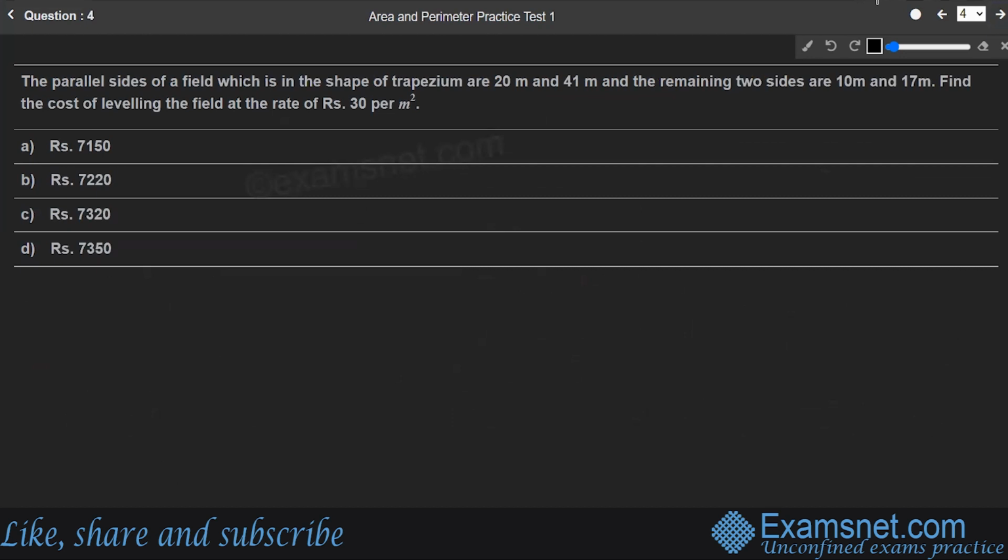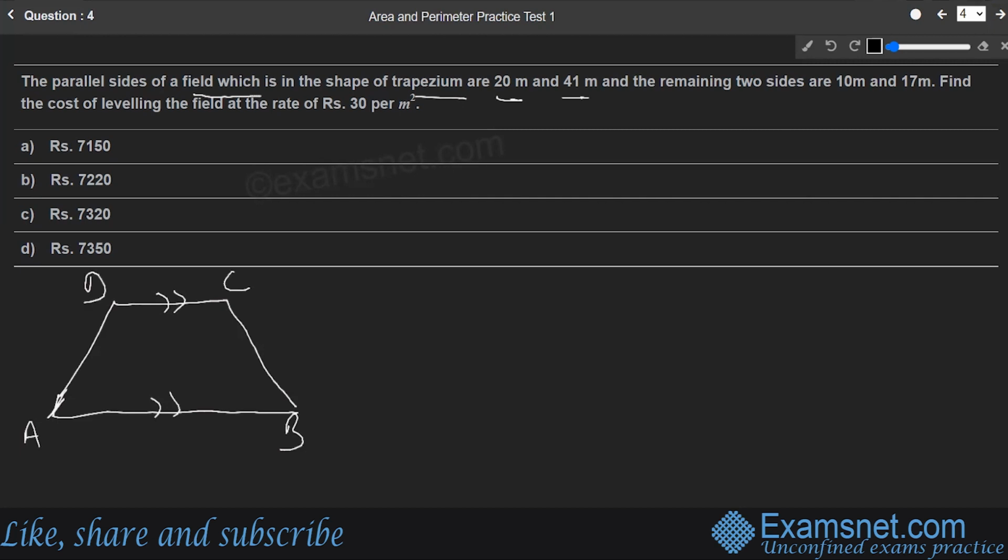Now, the parallel sides of a field which is in the shape of a trapezium are 20 meter and 41 meter. So let's make a trapezium. This is how the trapezium looks. Two sides are parallel to each other, and the rest two sides can be of different dimensions. Let's say these are the two parallel sides. Let's name this trapezium and give it some shape. Let's say this is A, B, this is C, and this is D.